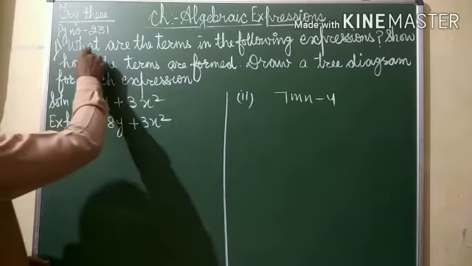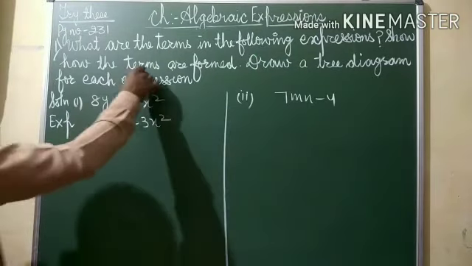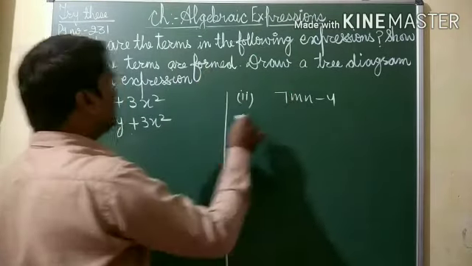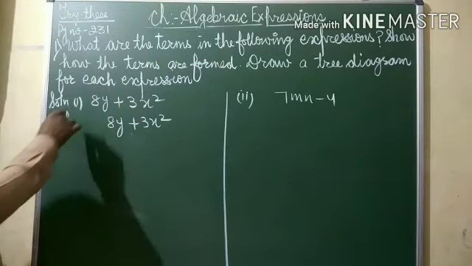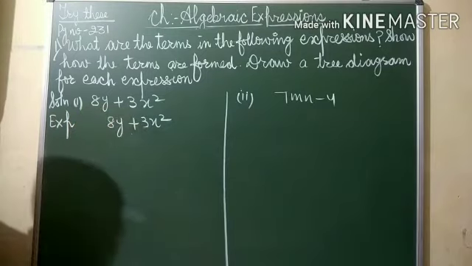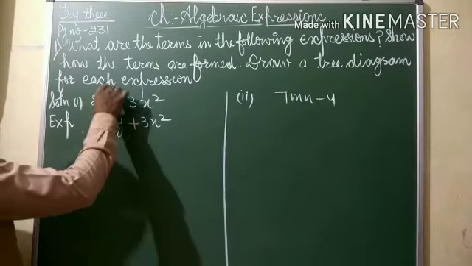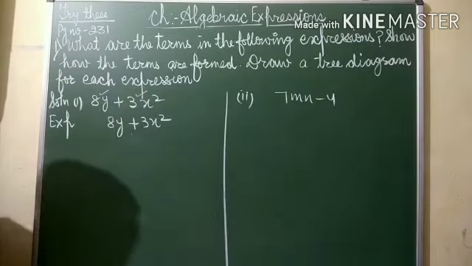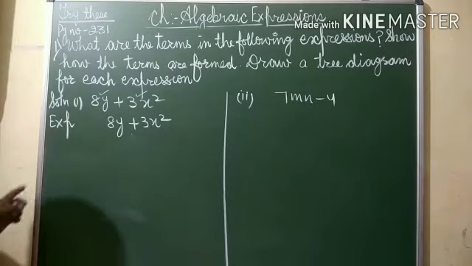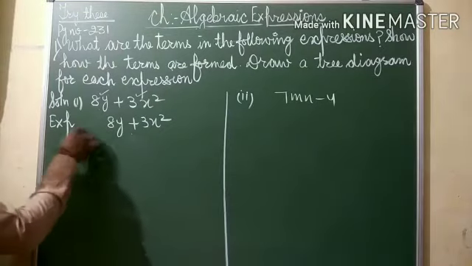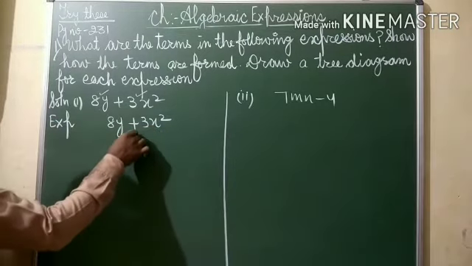Next is Try These, page number 231. First question is, what are the terms in the following expression? Show how the terms are formed. Draw a tree diagram for each of the following expressions. So first we have 8y plus 3x square. In this expression, the terms are 8y and 3x square. Now, this expression can be expressed as a tree diagram as, first of all, write the expression 8y plus 3x square.